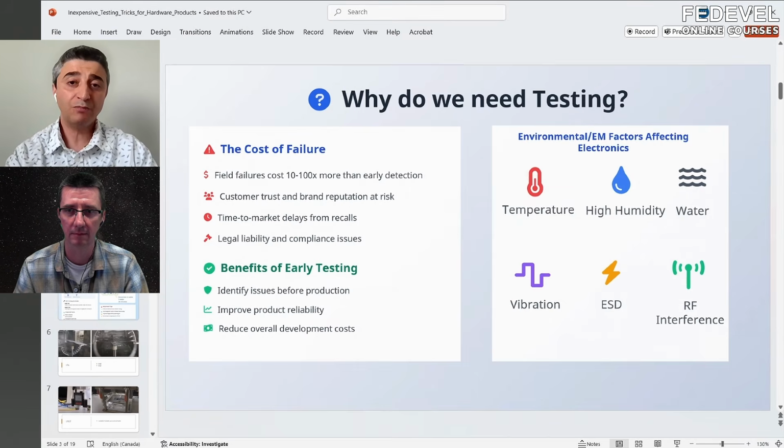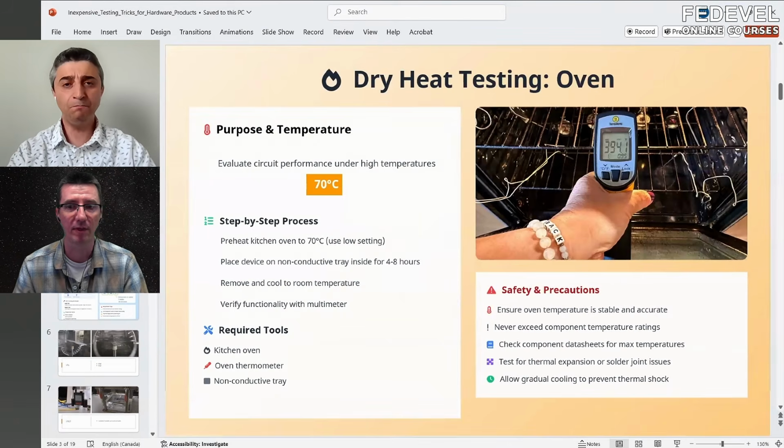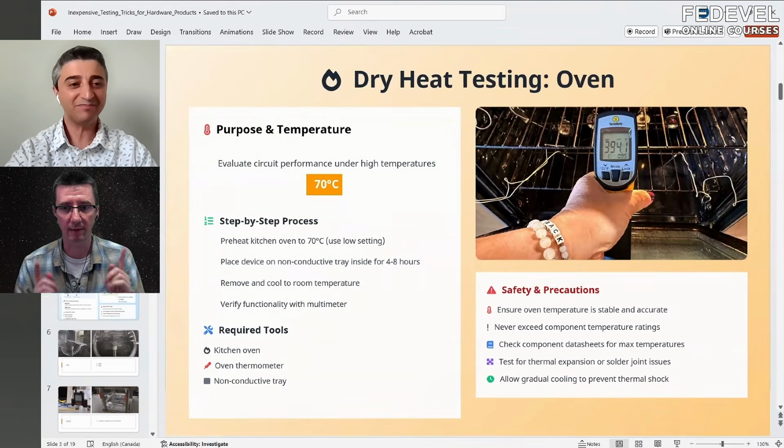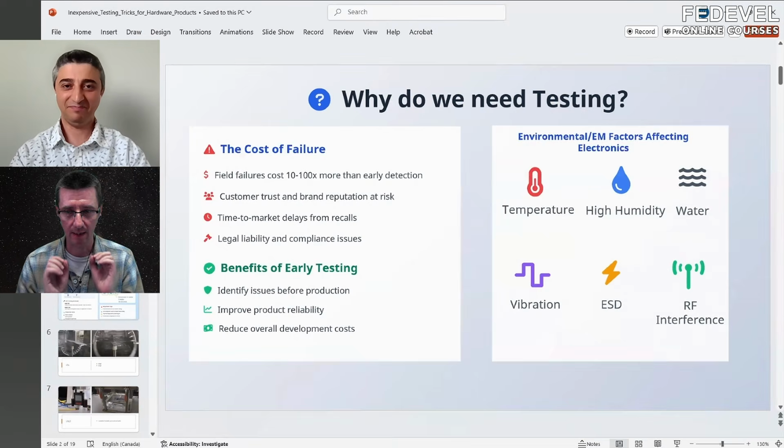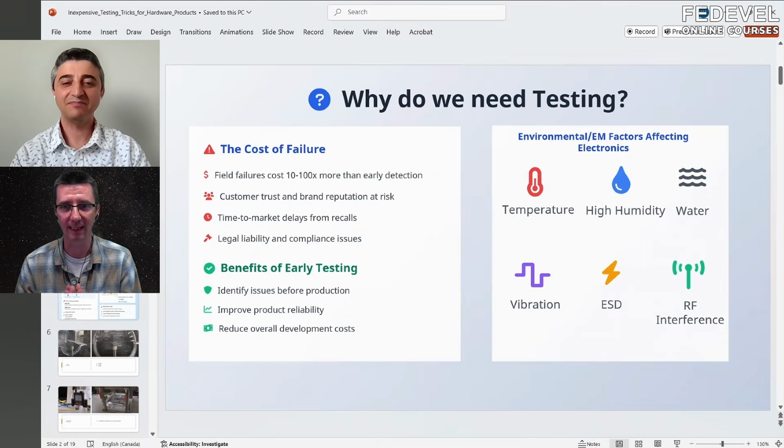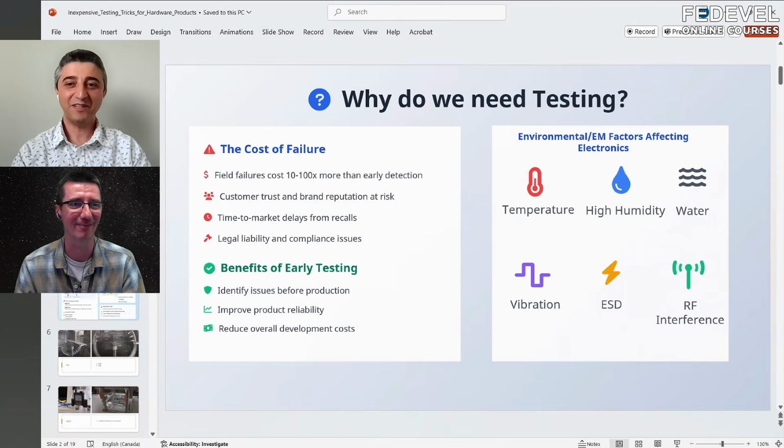Things like I mentioned, like temperature, vibration, water, even RF interference could be causing issues to your design. So, for example, let's start with the heating. Before we go to that, I would like to stress this really can be an issue. When a board is working on your table, it really doesn't mean it's working perfectly. So I would like to stress this for everyone who is watching: don't be like, oh, I don't need to test. Everyone needs to test. Okay, we can move on.